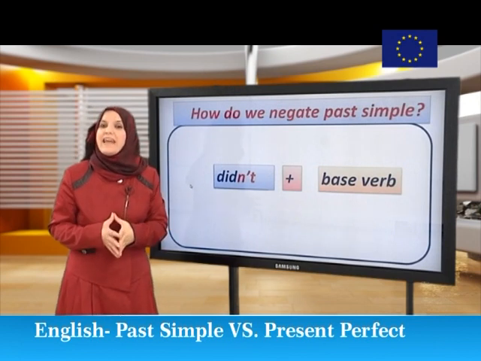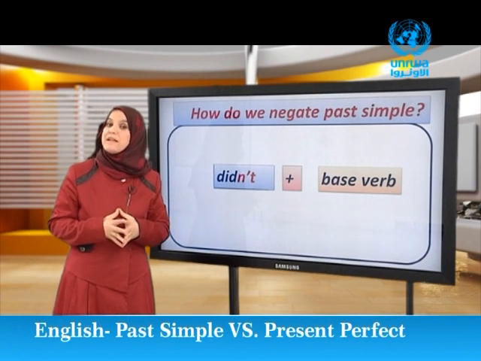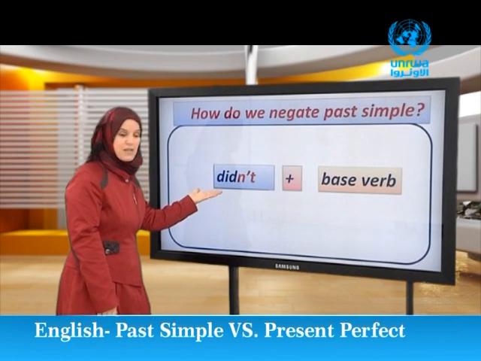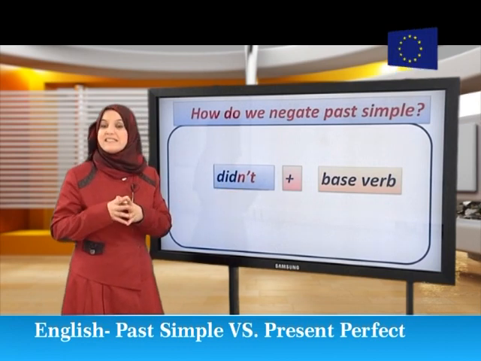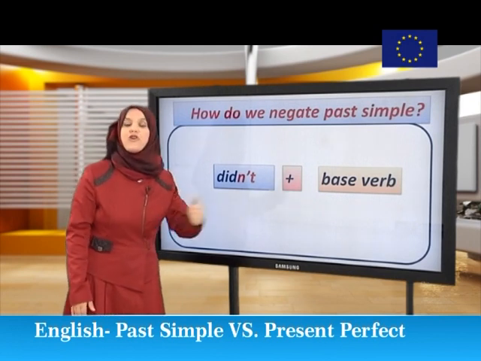Now, how do we negate past simple tense? We change the past simple tense into negative by using the helping verb did plus not, and we can say it or contract it like didn't, plus the base verb.